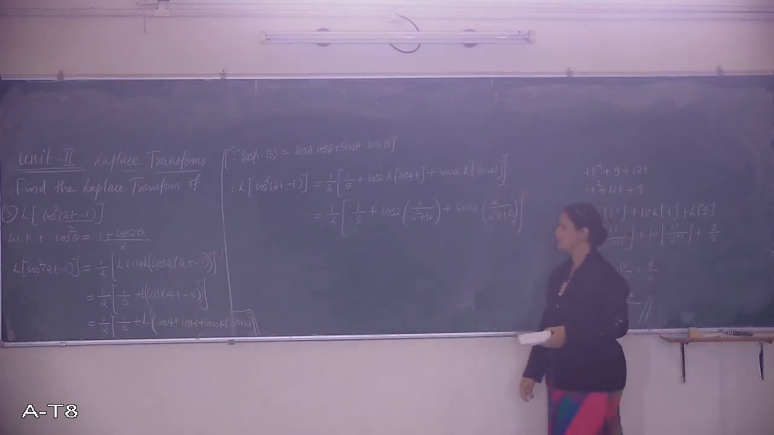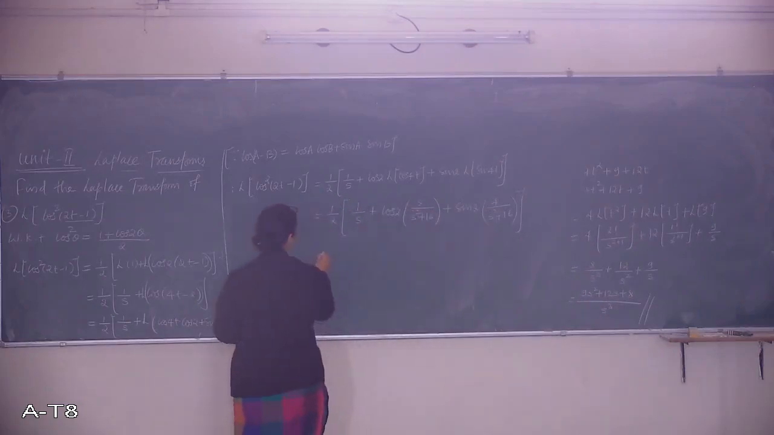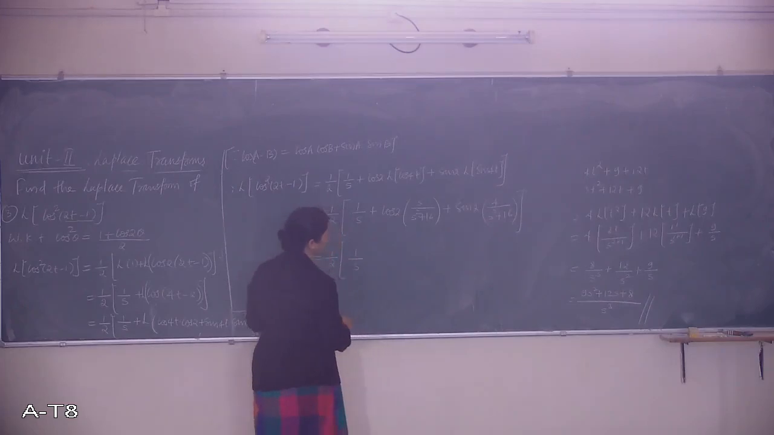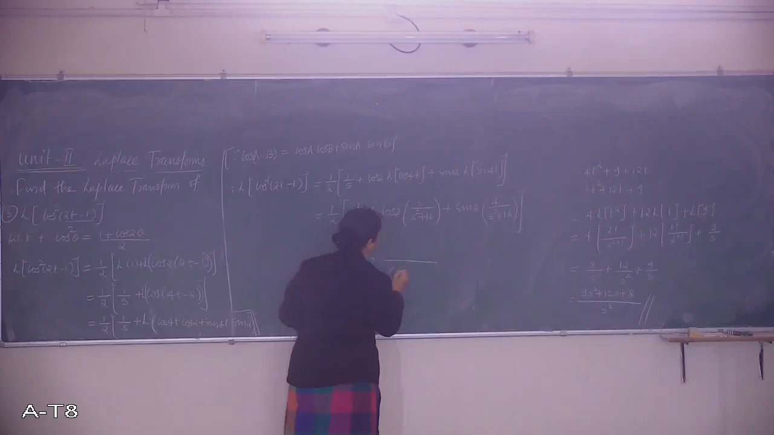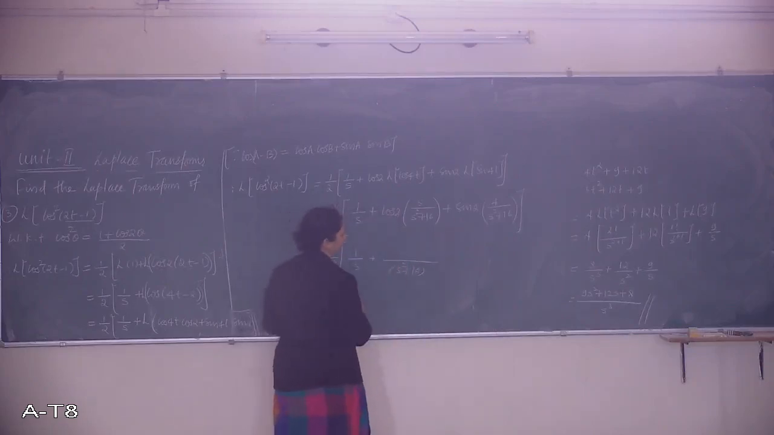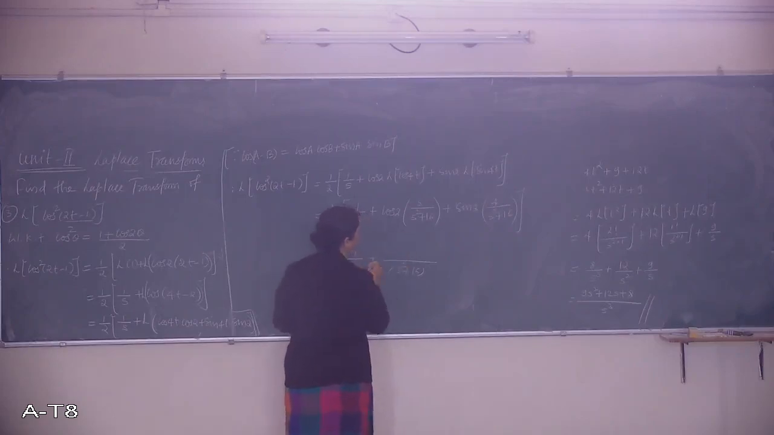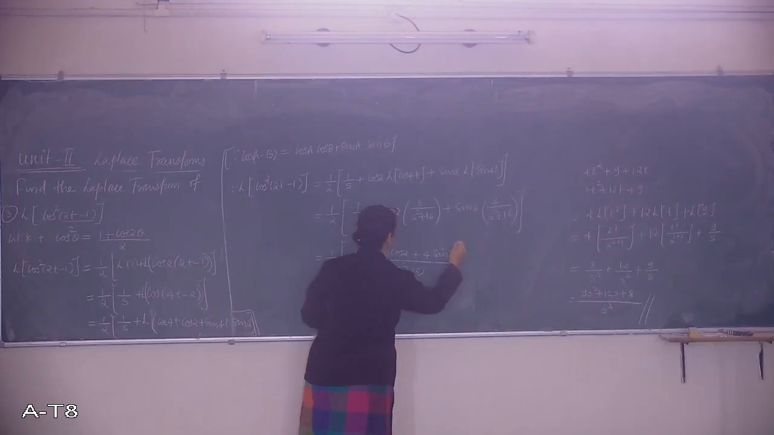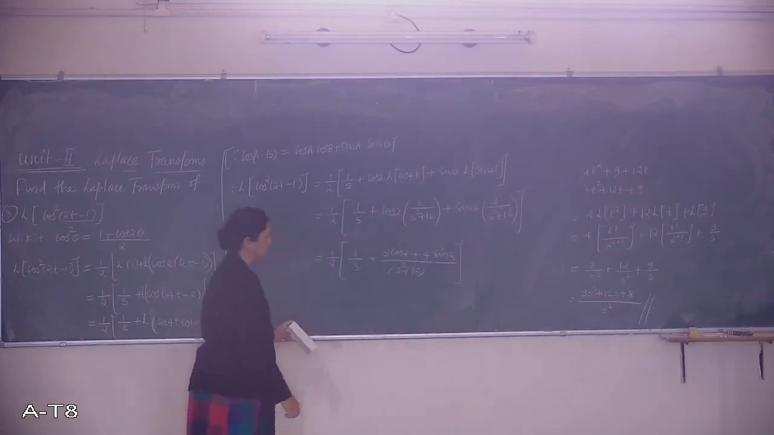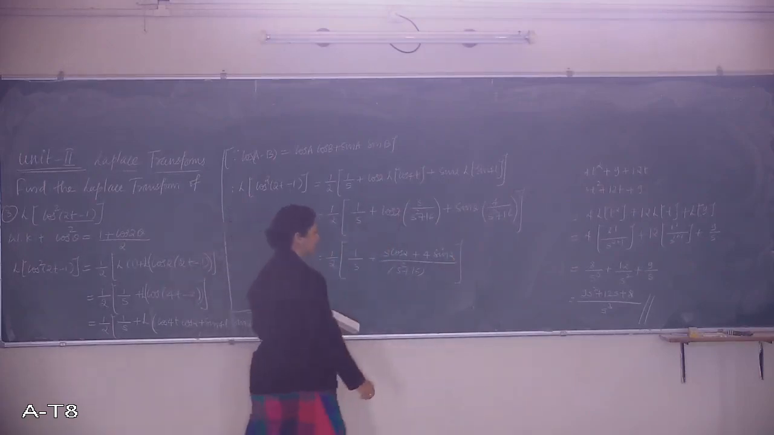Now simplify this. After simplifying, we get 1 by 2 inside the bracket 1 by s plus, taking s square plus 16 as the LCM, (s into cos 2 plus 4 into sin 2) divided by (s square plus 16). So this is the final answer.